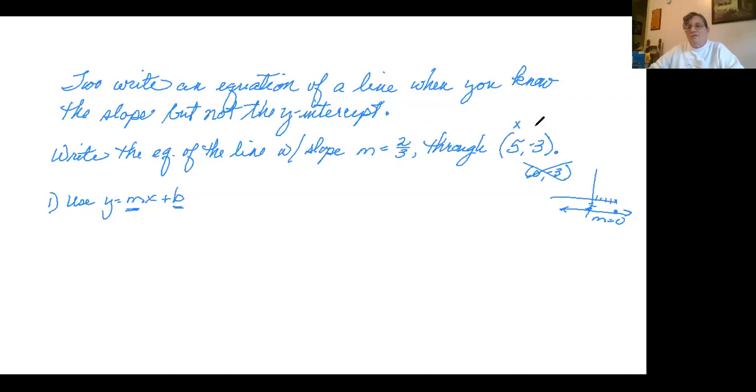We can, however, use this as the x and the y values, because the equation has to work for every single point that's on the line. So we can plug these in, not for b, but for x and y. Here's m. We can do that and solve for b. So I would have -3 equals 2/3 times 5 plus b. -3 equals 10/3 plus b.